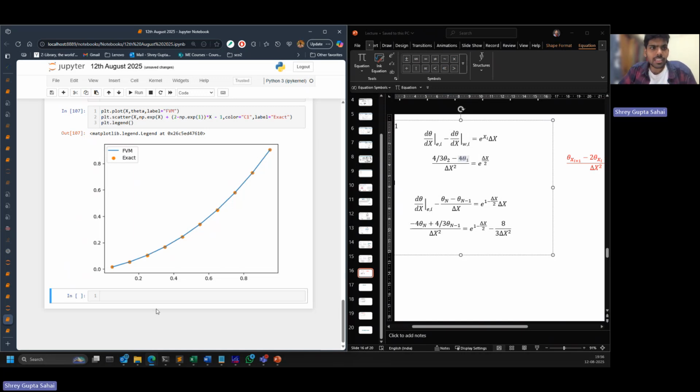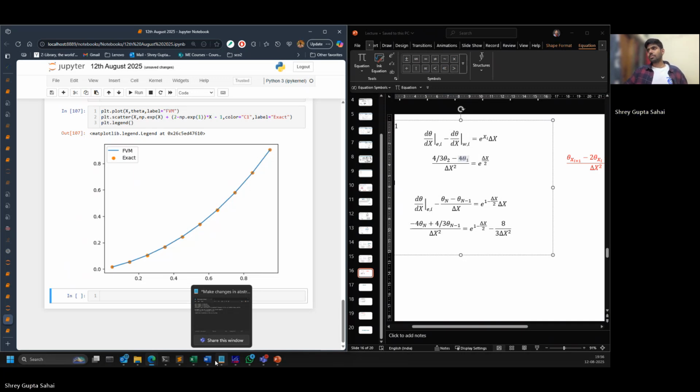Now that we are ending the class today, I'm not going to spend more time on finite volume. We'll close now. But in the remaining hours, we'll compare finite volume and finite difference as well before starting the finite element method.